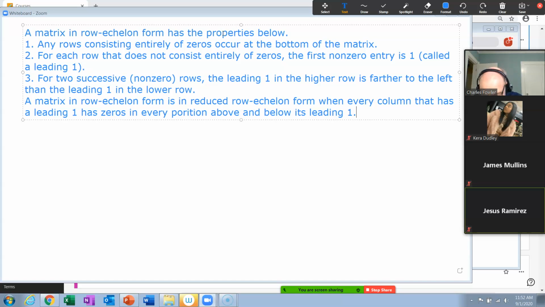Here we'll see some matrices. I will write these in, so let me get my pad and do that. Determine whether each of these is in row echelon form. If it is, then see if it's also in reduced row echelon form.